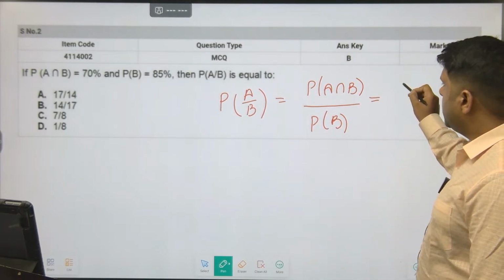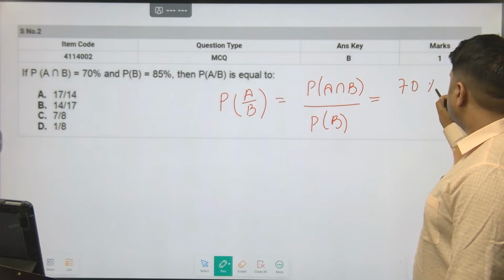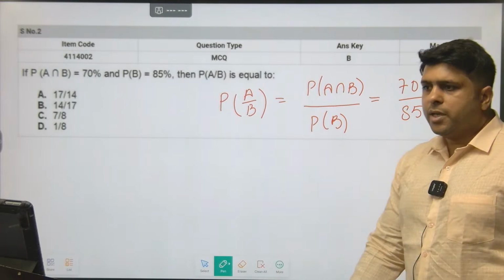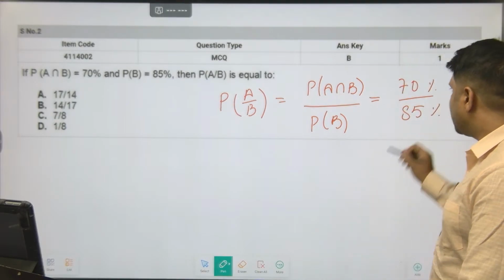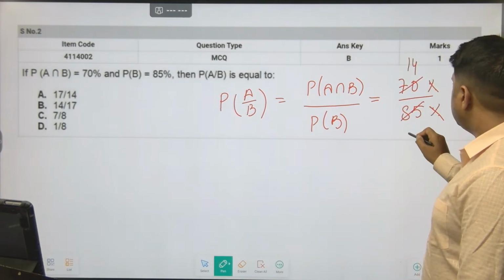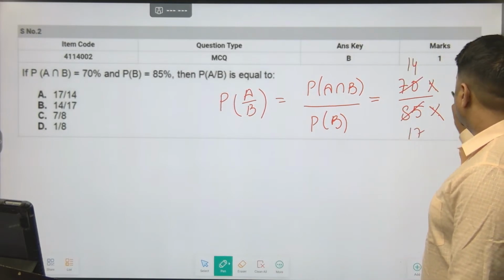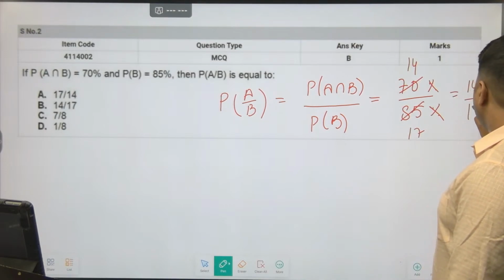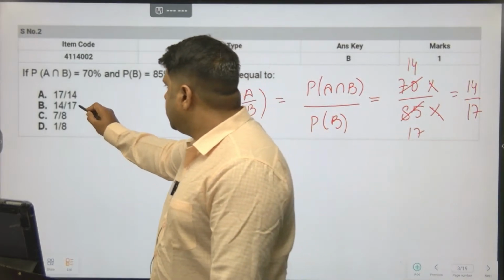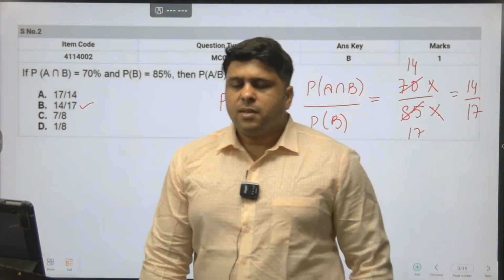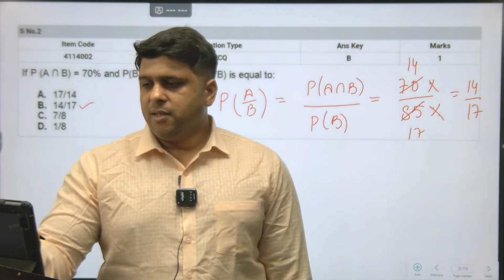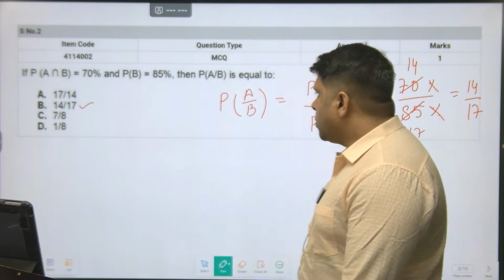Now you can put these values. So it will be 70% divided by 85%. Here you can clearly see the percentage is getting cancelled out. So 14 by 17. So the answer is 14 by 17, so option B is your correct answer. These are the easy questions. So let's move towards the third question.